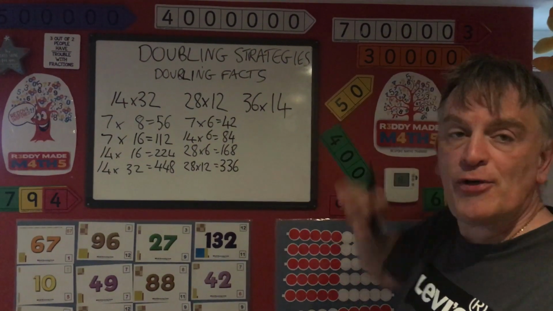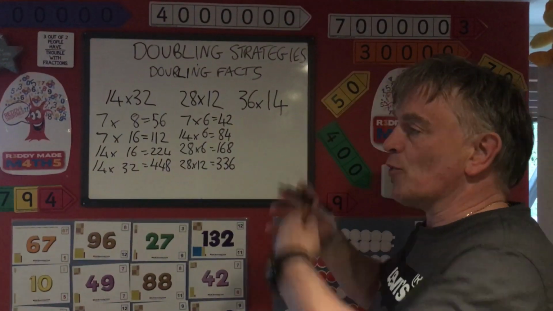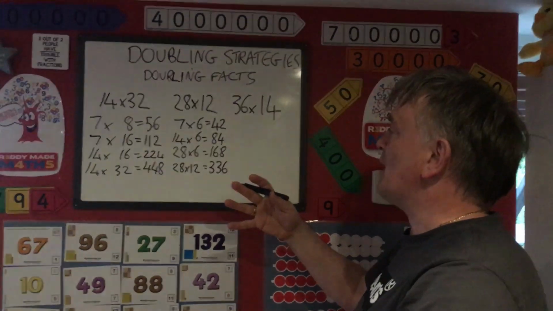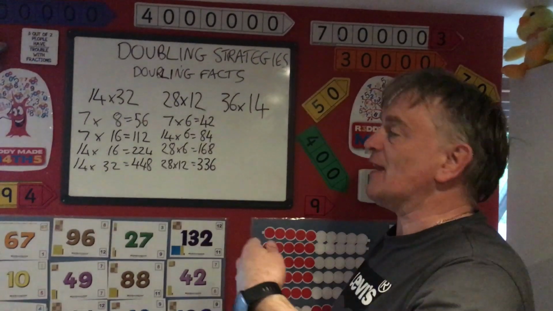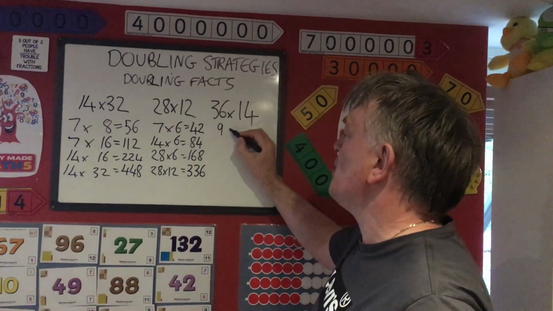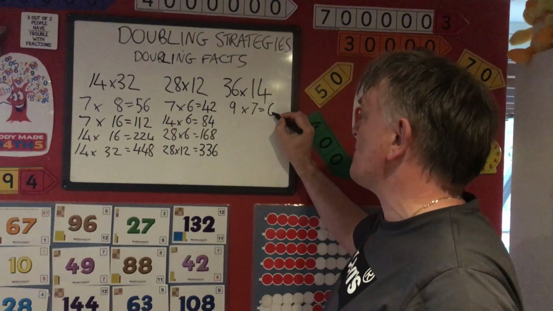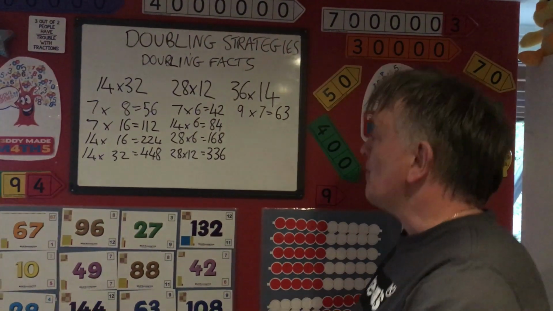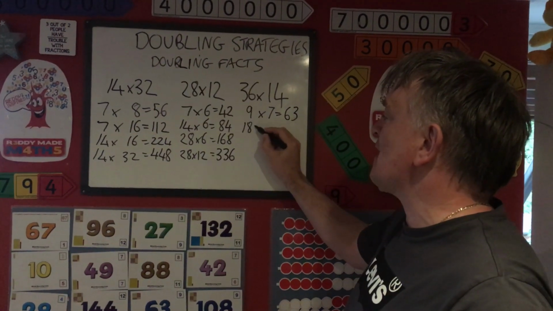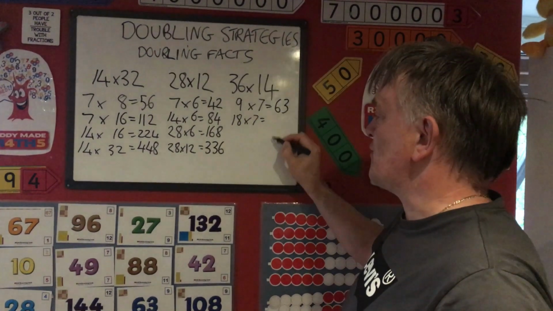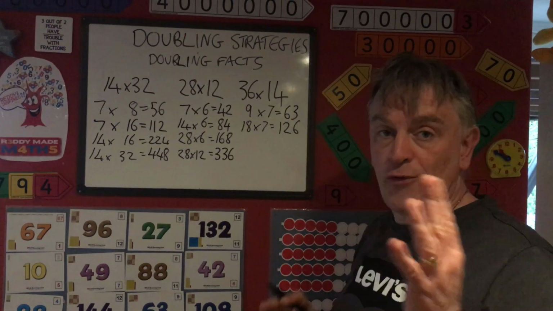The final one, 36 multiplied by 14, so we're going to halve it. 18 multiplied by 7, and then we'll halve the first bit again, and we end up with 9 multiplied by 7. This is quite a nice one. We just start off with 9 times 7 equals 63. By doubling up, we can get 18 times 7, which gives us double 63, or 126.